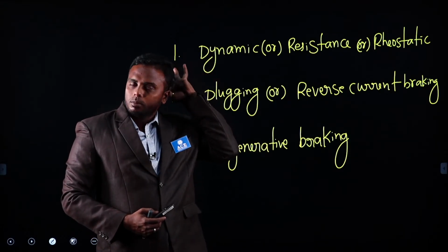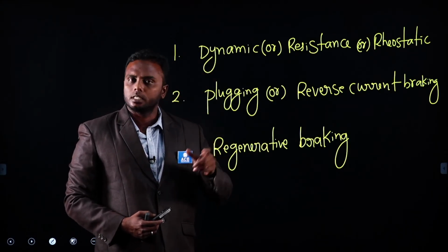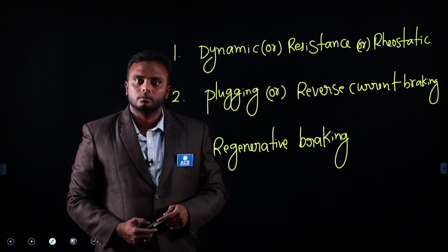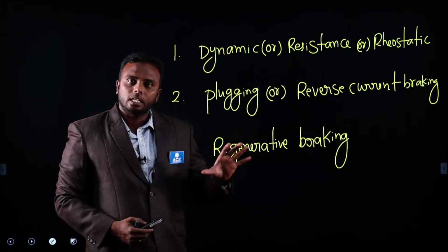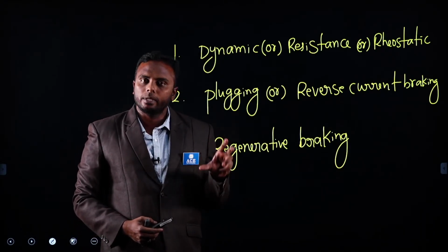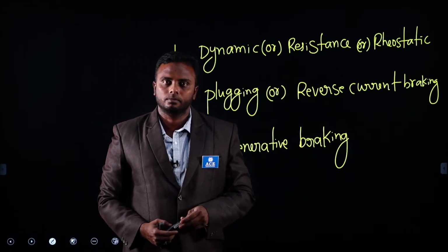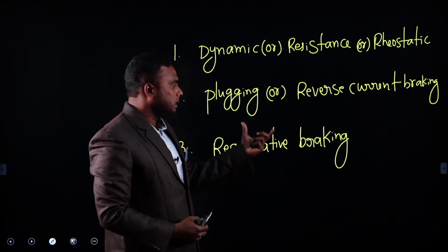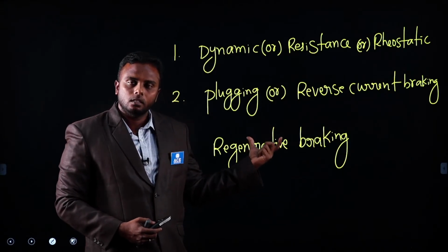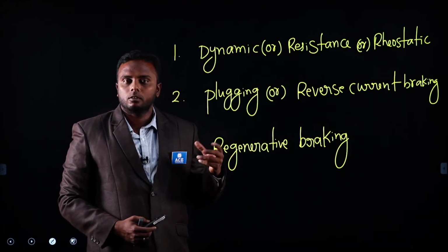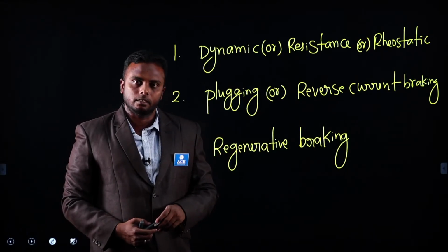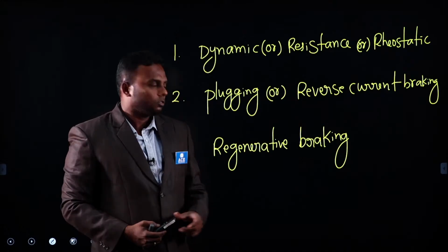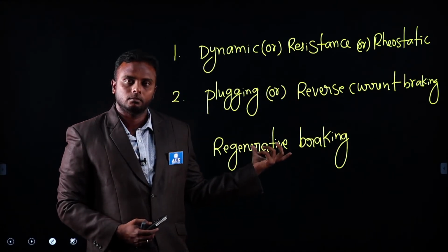Among these types of braking, which is the fastest brake? It is plugging or reverse current braking. But which is the efficient brake here? Generally in all braking methods some electrical power will be lost. But in regenerative braking there is no power loss. Instead of power loss, additionally we get some power generated. So power is saved, and at the same time power is generated again. So this is the most efficient brake.